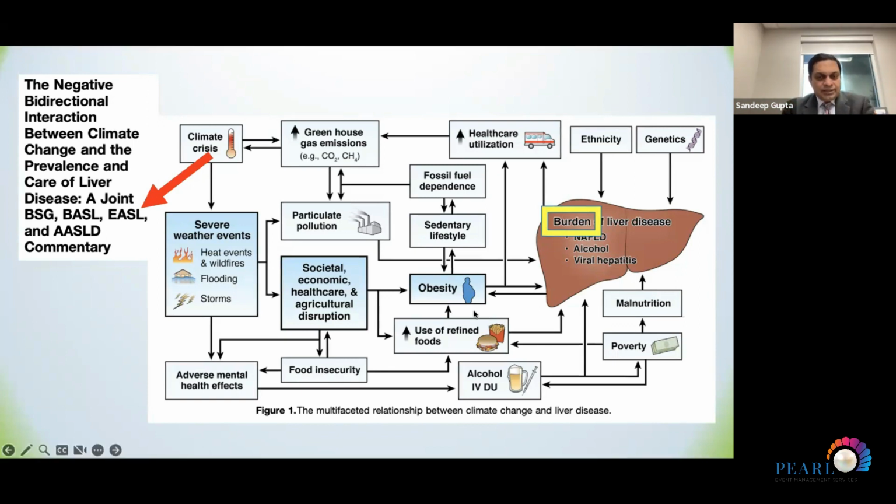And at the start of all of this, you will see climate crisis and weather events are one of the major criteria resulting in these downstream events, resulting in increased burden of liver disease.